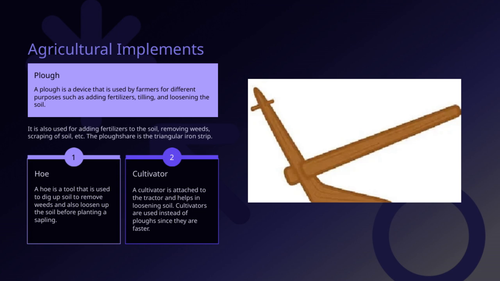All these tools, the cultivator, hoe, and plow, are vital for modern farming because they help make the land more suitable for crops, saving time and effort while increasing productivity.